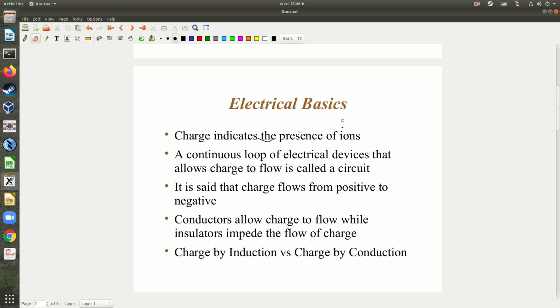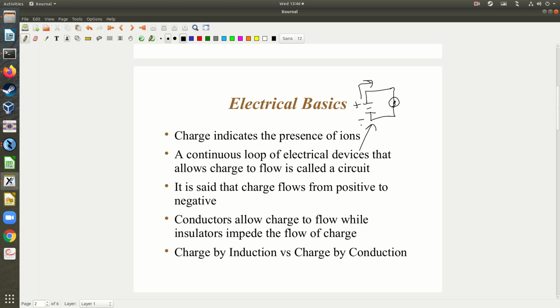Normally, when we draw circuits, it's kind of beyond the scope of this class, but you would have some sort of battery attached to some sort of object, such as a light bulb, and then charge will flow from one direction. It is said that charge will flow from positive to negative.